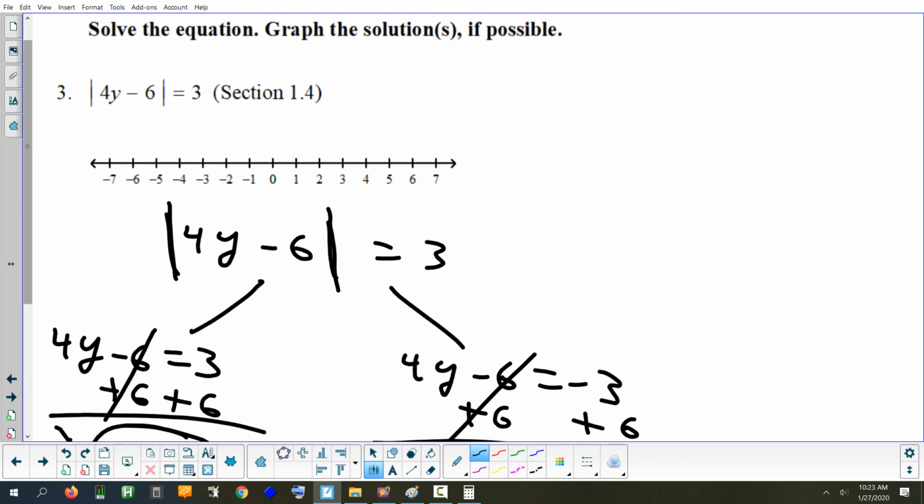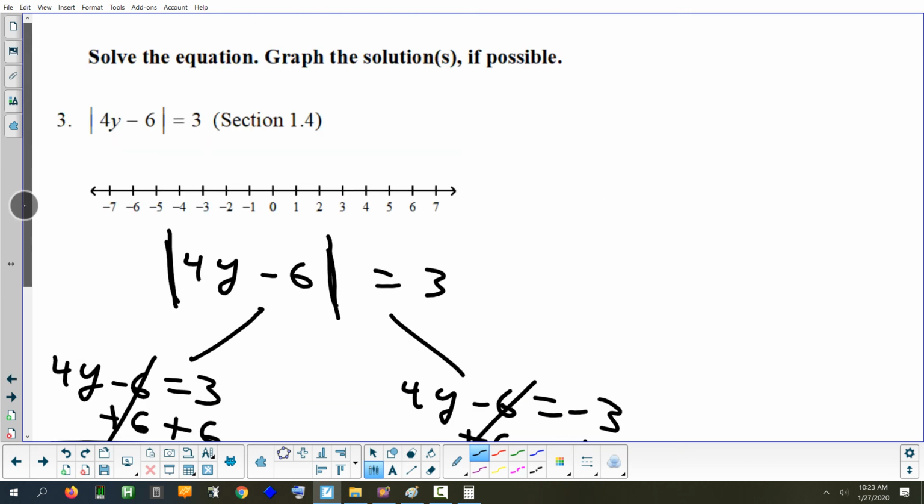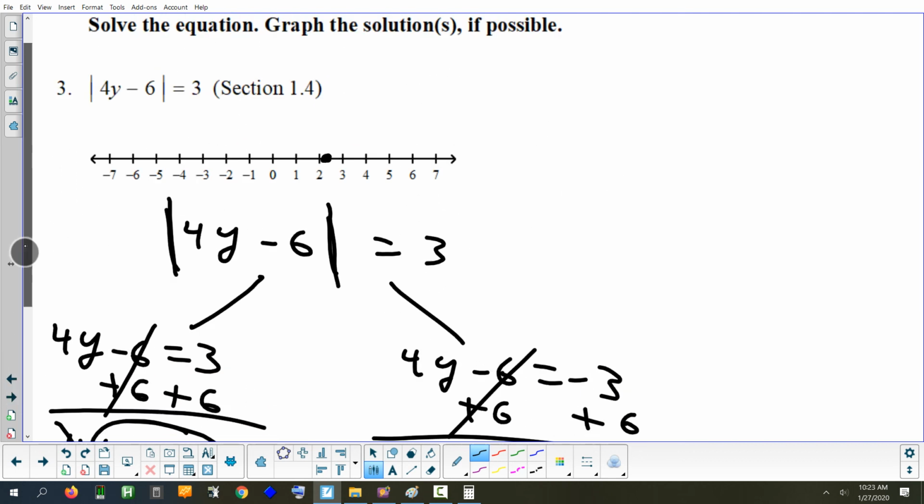Okay. Now, when you're graphing, you're not putting an arrow. The only time you put an arrow is if you had something like a greater than or equal to, less than, something like that. When you have an equal to, and they ask you to graph it, it's just a dot. Or in this case, 2 dots. One at 2.25. Just kind of estimate it. That's fine. And then one at 0.75.